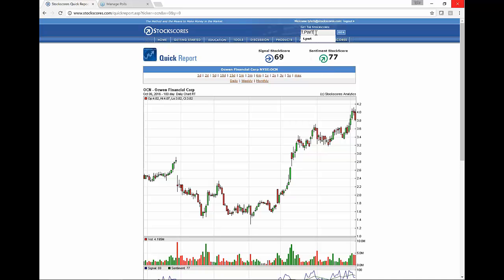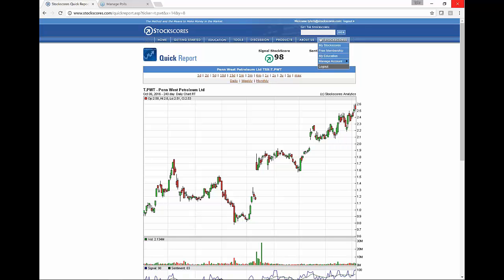This is a Canadian stock. Canadian stock, notice up here where I'm entering the symbol, I put T dot and then the symbol. This is PenWest, PWT. Okay, bottoms are rising, so the buyers are in control. It's a good hold at least. See, the stock scores are in good shape.